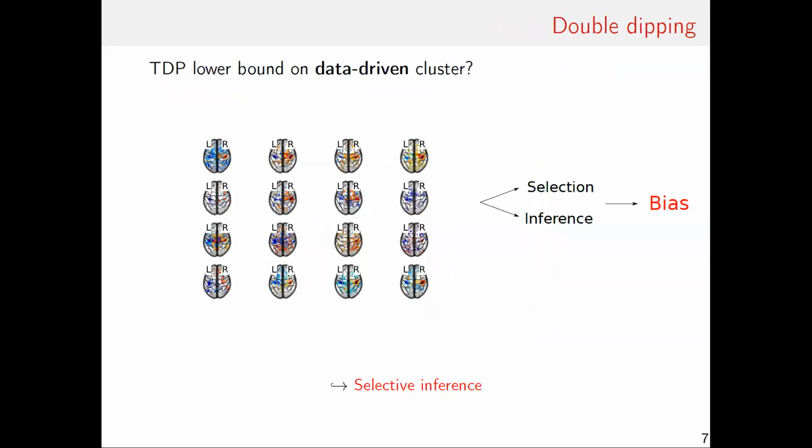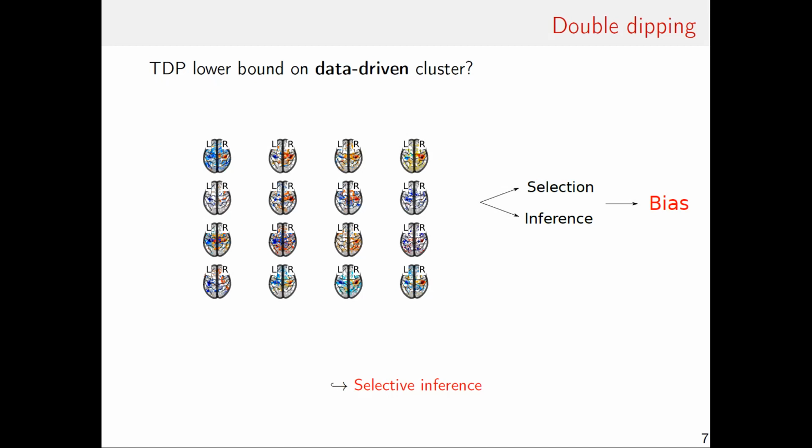And the big problem with this is that you're basically running into a selective inference problem, in the sense that you're using the same data for selection, meaning forming your cluster, as we've seen before, since you're thresholding the statistical maps, and also for inference, meaning to try to formulate a TDP lower bound. And so this is what's called double dipping frequently, and this can lead to a huge amount of bias, in the sense that you might get a huge amount of false positives.